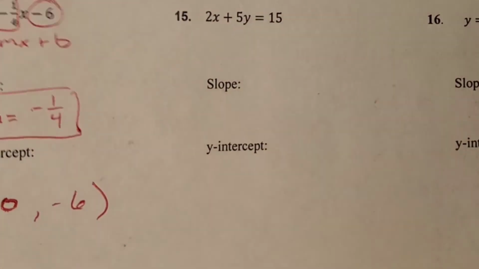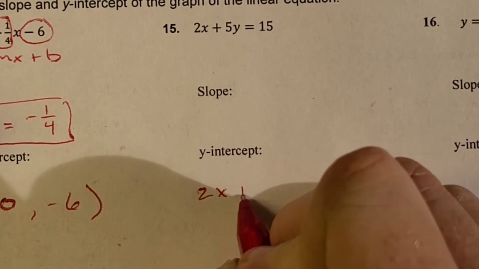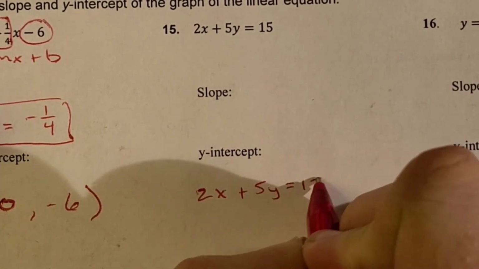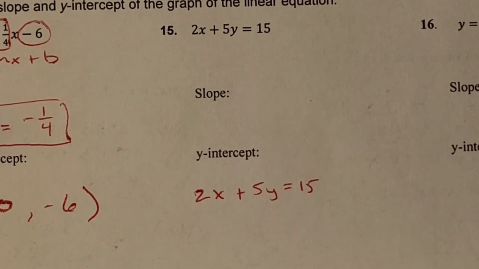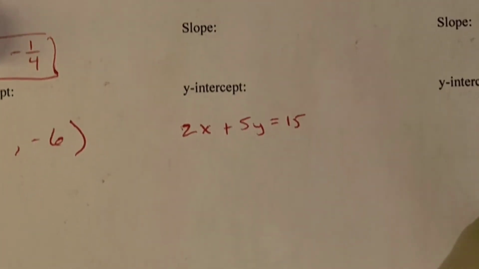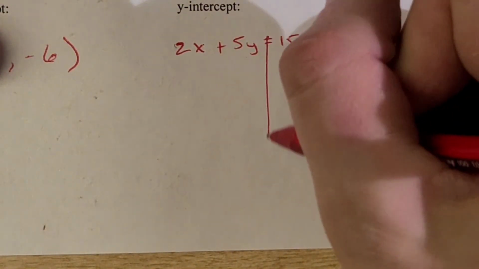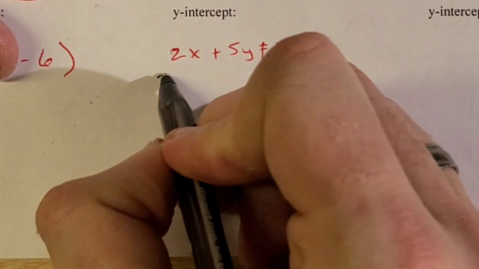Now 15 is a little bit more fun. 2x plus 5y equals 15. I cannot tell what the y-intercept and slope are based on how it looks, because standard form is hard to read. So I'm going to do a little math first, and I'm going to change this into slope-intercept form, just like I did in number 13.